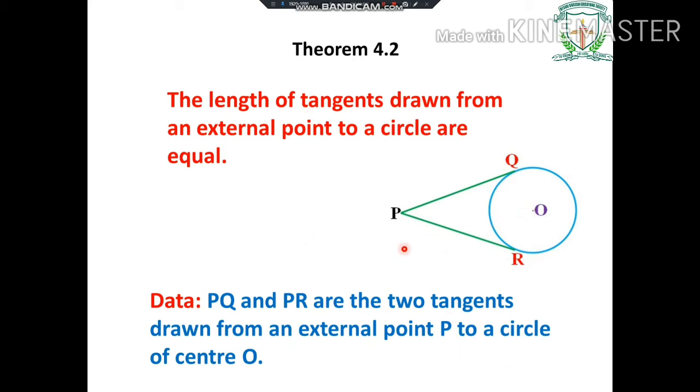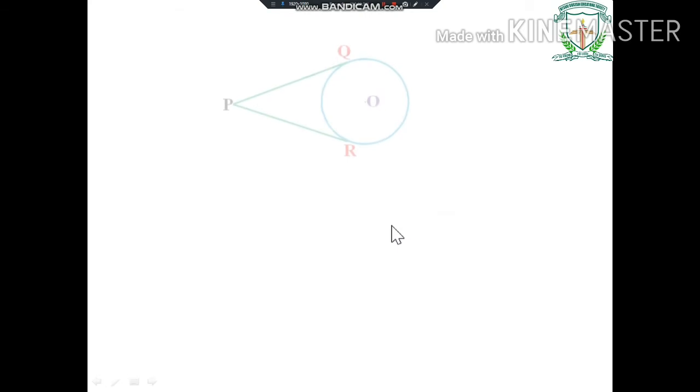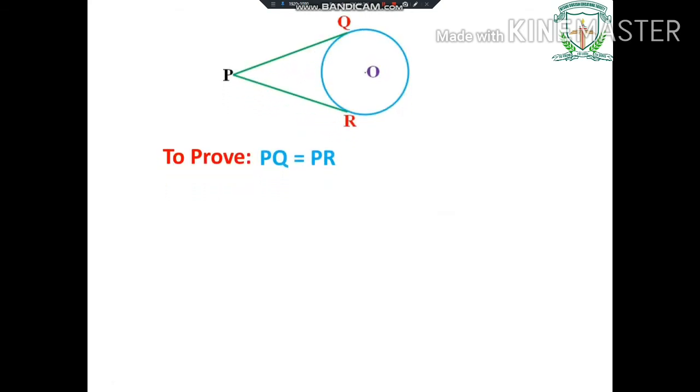What is the next step, children? Yes, we have to write to prove. So what you have to prove here? You have to prove the tangents are equal. Which are the tangents here? PQ and PR. Therefore, you have to write to prove PQ is equal to PR. Yes, children, right? PQ is equal to PR.